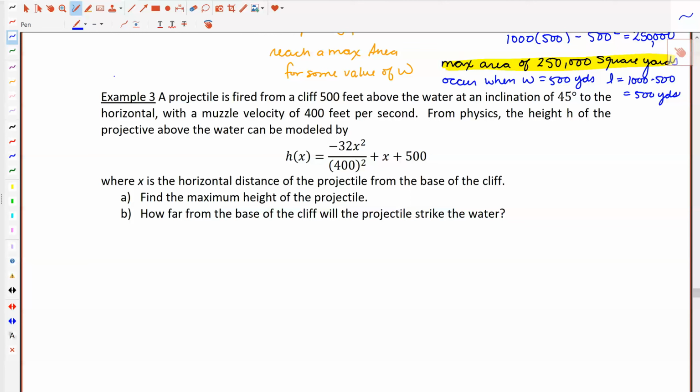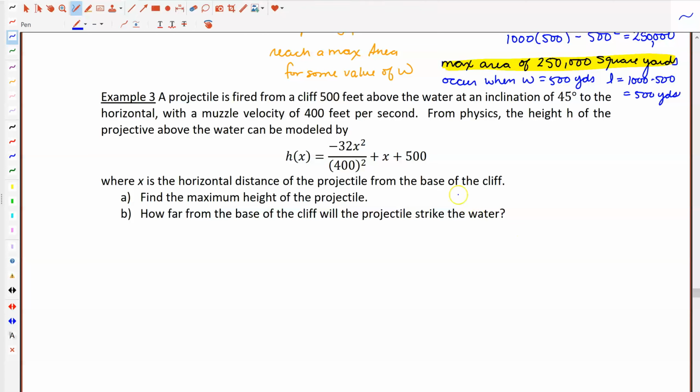From physics, the height h of the projectile above the water can be modeled by h of x is equal to the fraction negative 32x squared over the quantity 400 squared, plus x plus 500, where x is the horizontal distance of the projectile from the base of the cliff.